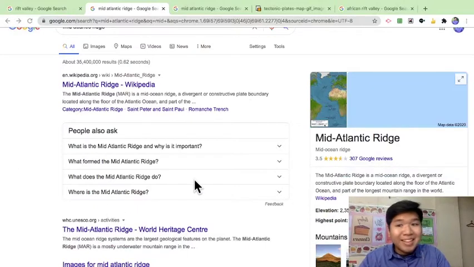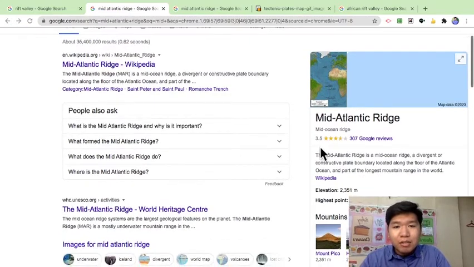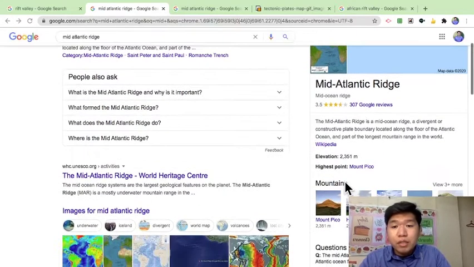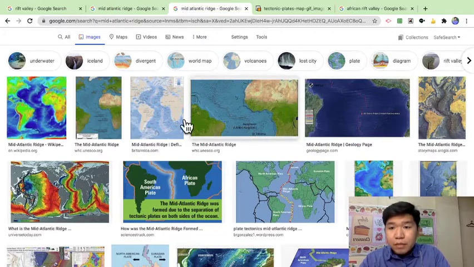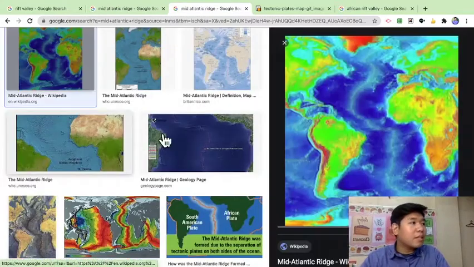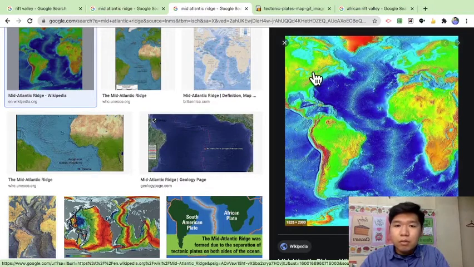Let's look at some very famous examples. Over here, we have the mid-Atlantic ridge, the longest ridge on all of the Earth. The mid-Atlantic ridge is a divergent or constructive plate boundary located along the floor of the Atlantic Ocean and part of the longest mountain range in the world. This is where it is located. This is North and South America, this is Europe and Africa, and these tectonic plates are moving away from each other. In the middle of those plates is your mid-Atlantic ridge.